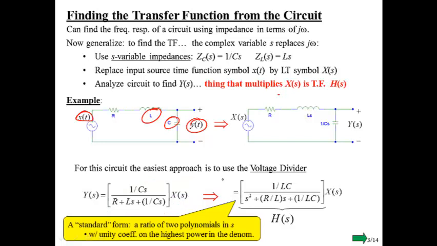It's always a good thing, listen carefully, always good, since we're going to be doing inverse Laplace transforms, we always want to end up with a polynomial in s over a polynomial in s. So that requires a little bit of algebra to get it into this ratio of two polynomials in s. And furthermore, we want to make it so that the coefficient of the highest power in the denominator is 1. We can always normalize it to do that.